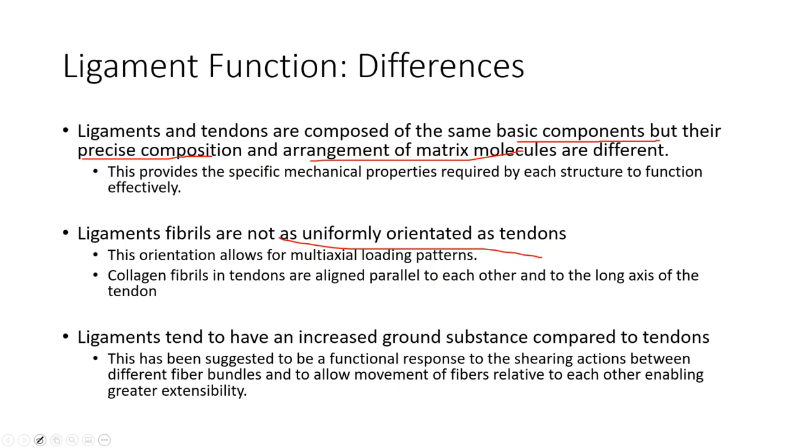Collagen fibrils in tendons, remember, are in parallel, and they're aligned along the long axis. In fact, when we start seeing disorder in the axis of tendons, that's a bad sign. But it's normal for a ligament. They're not all in exactly the same direction. And again, there's that increased ground substance.